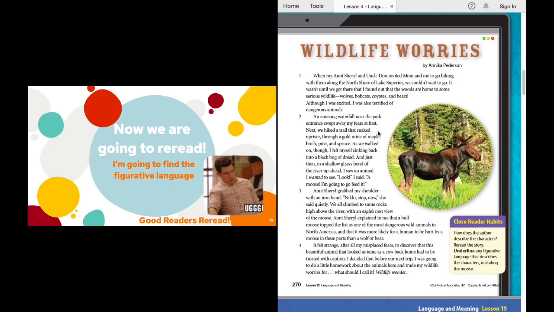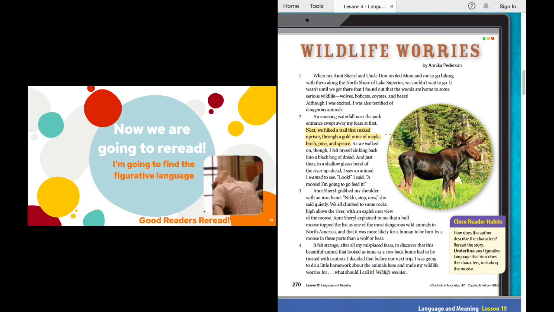Next, they hiked a trail that snaked up river through a gold mine of maple, birch, pine, and spruce. So here, obviously it wasn't actually a gold mine, like she wasn't walking through a gold mine. Rather, she was just sort of focusing on how the trail had so many beautiful things. So they compared it to a gold mine because there were so many different beautiful things, right? I'm just basically walking through what I'm reading, what figurative language it is. So here it's a metaphor because it's saying that it is a gold mine.